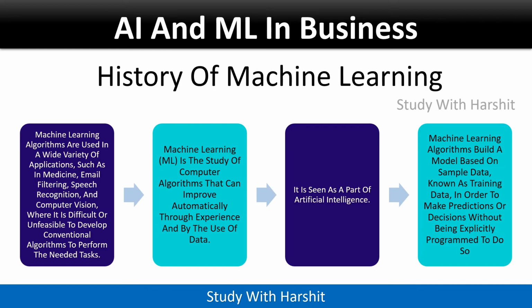History of machine learning. Machine learning algorithms are used in a wide variety of applications, such as in medicine, email filtering, speech recognition, and computer vision, where it is difficult or unfeasible to develop conventional algorithms to perform the needed task. Machine learning, ML, is the study of computer algorithms that can improve automatically through experience and by the use of data. It is seen as a part of artificial intelligence. Machine learning algorithms build a model based on sample data, known as training data, in order to make predictions or decisions without being explicitly programmed to do so.